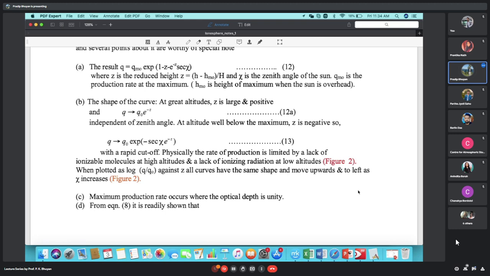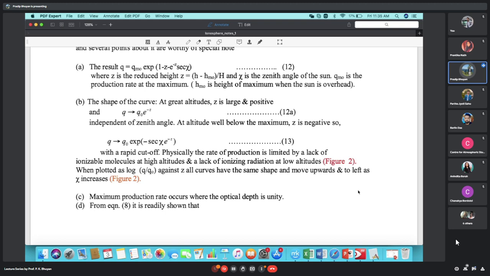So your daily variation should be more or less a cosine curve. If you plot the density according to Chapman, it will be a perfect cosine. In real life, in the atmosphere, it is not true. There are other conditions which we will come to. So I leave it here, the Chapman function.